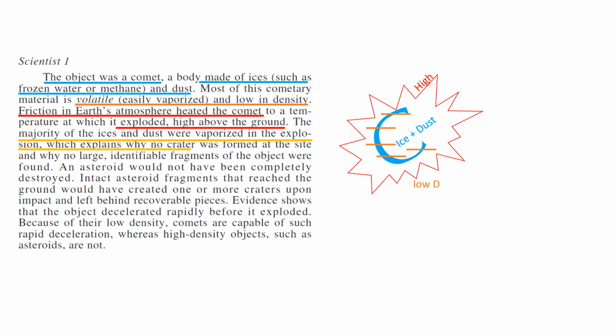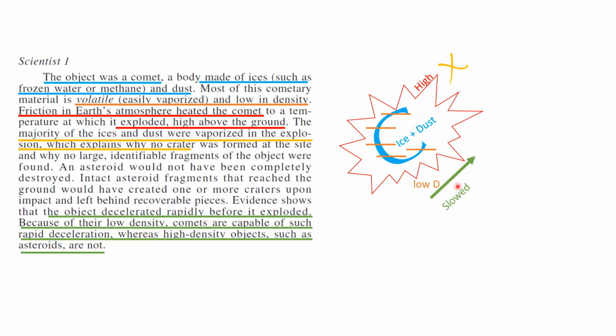The majority of the ice and dust were vaporized, which explains why there's no crater. So I'm just putting an X to say it was all gone. This section is mostly about comparing to an asteroid. So I'm just going to know that's there. How an asteroid is different from a comet, because I know scientist 2 is going to argue why it's an asteroid. The object decelerated rapidly before it exploded.